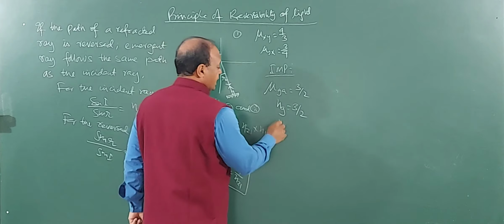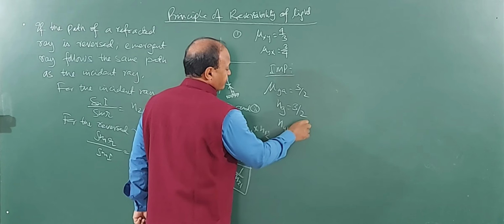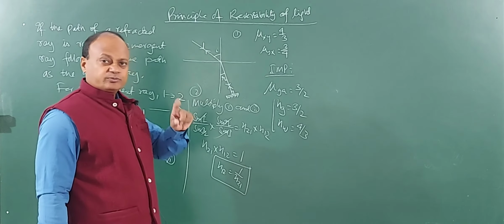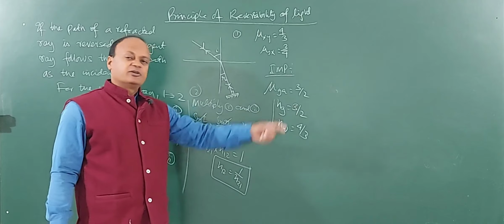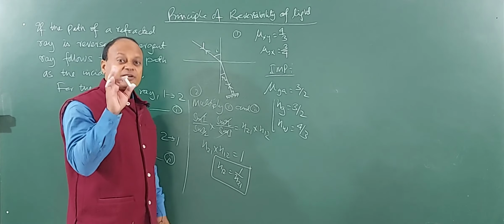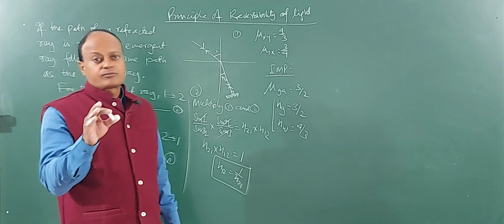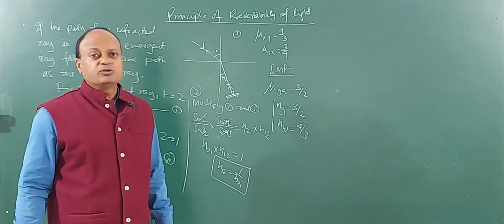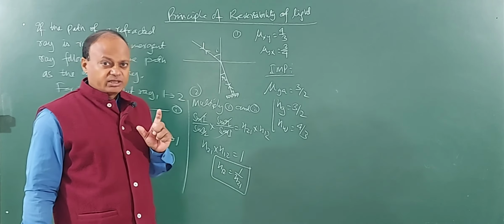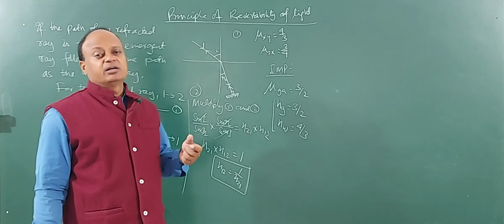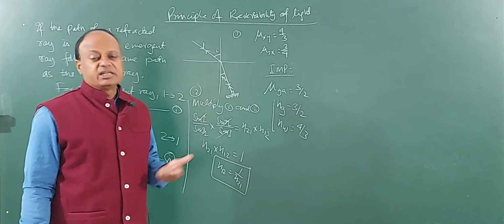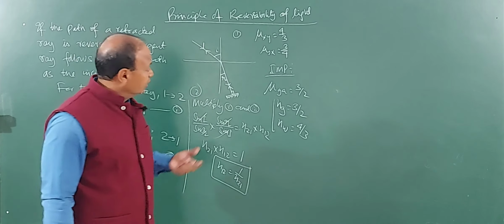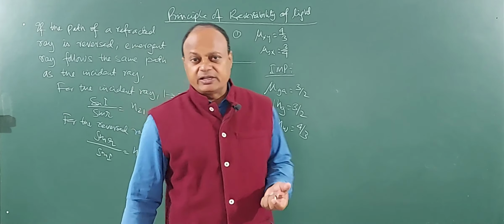I can say n for water is equal to 4 by 3. So remember, medium 1 is air. If air is medium 1, we don't have to write it, we can just write the value of the refractive index. All the refractive indices are given with respect to air generally. Clear? If I say refractive index of glass is 1.5, suppose I say glycerin is 1.7, that means with respect to air. Clear? So, I am sure about the principle of reversibility of light.